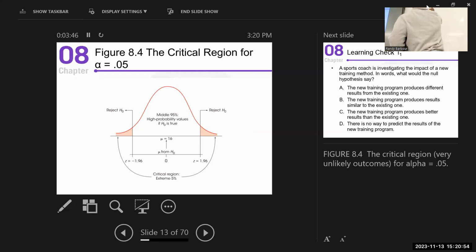Right. So 5% significance level, the Z-score for that is plus or minus 1.96. For 1% significance level, the Z-score is plus or minus 2.58. And for 0.01%, plus or minus maybe 3 point something.